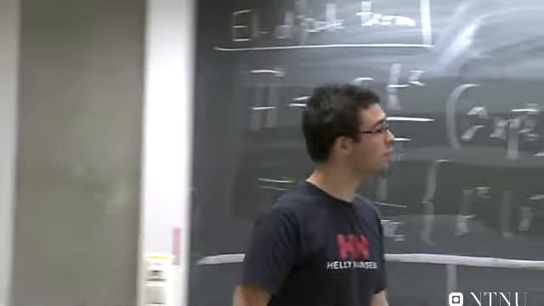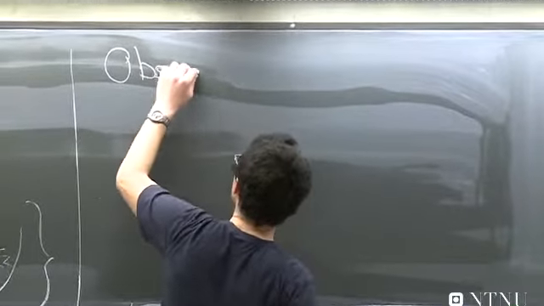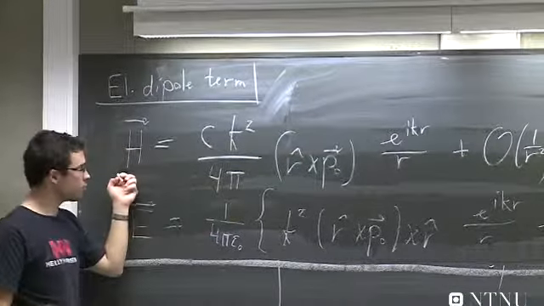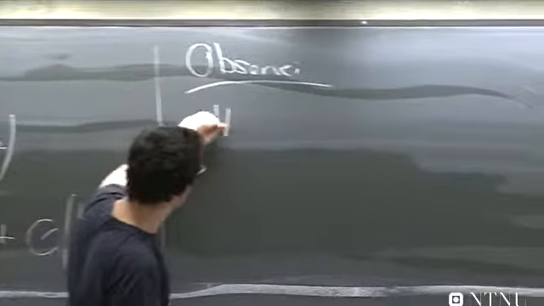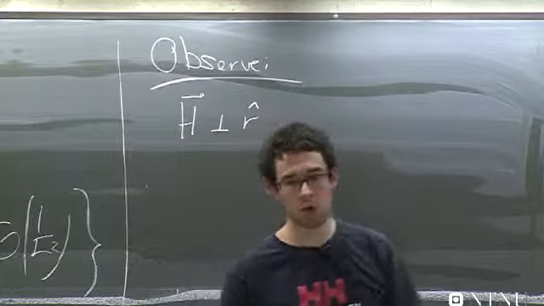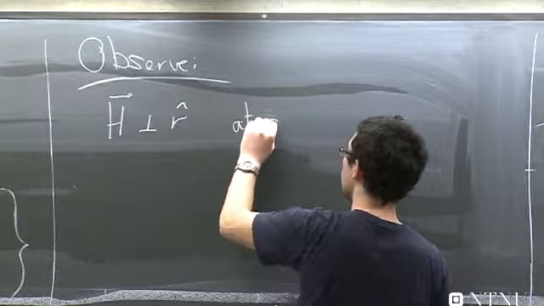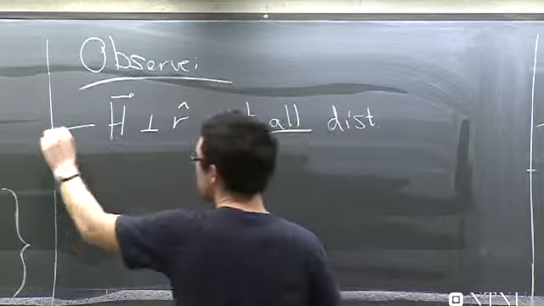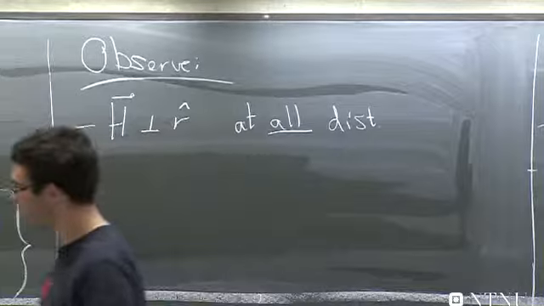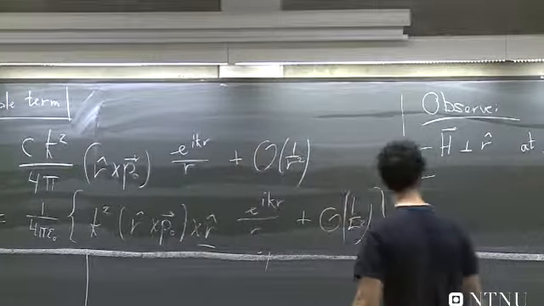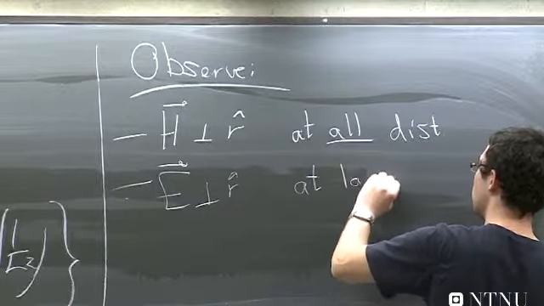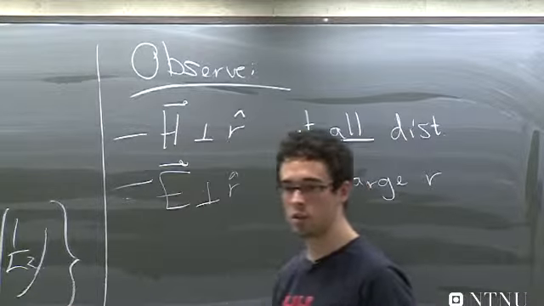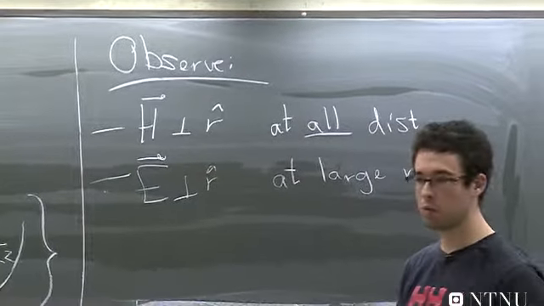Now, let's make some observations on this. The first is that because of this cross product with r hat, the magnetic field is always perpendicular to r. And this is in fact true for all distances, also if you include the higher order terms. Second observation is that at large distances, the E field is also perpendicular to r because of this cross product here. But as you know, there are some Coulomb-like terms here, which are going to give components of E that are parallel to r hat when you get close to the charge distribution.